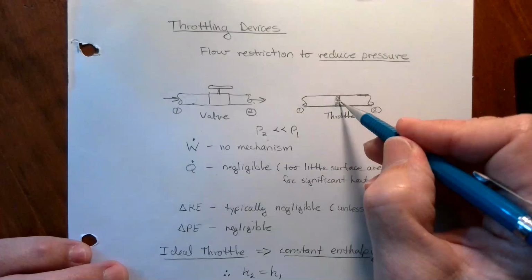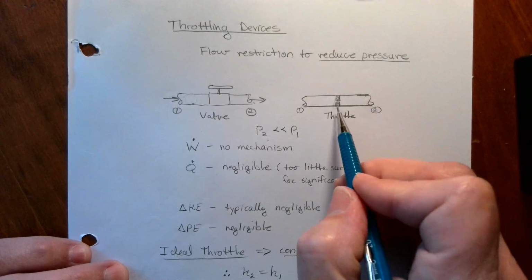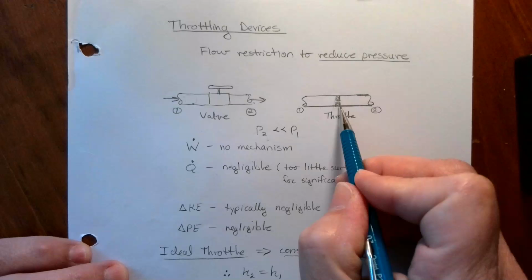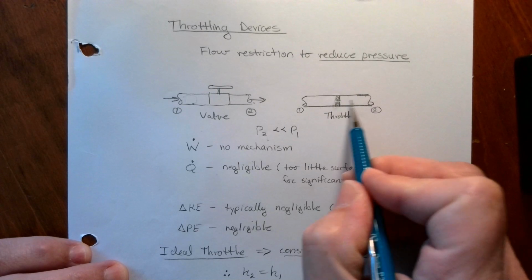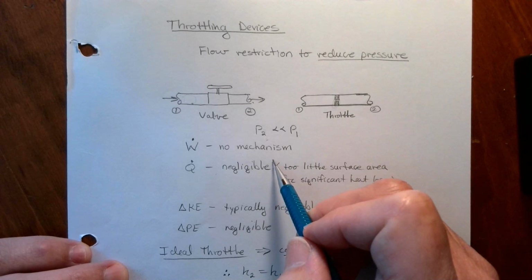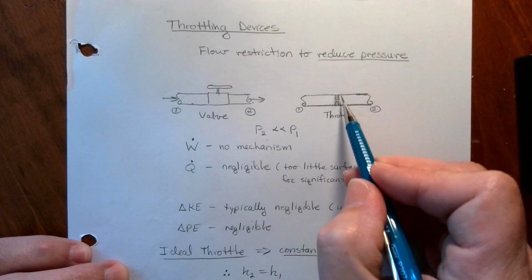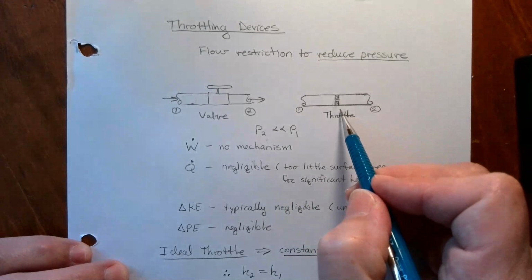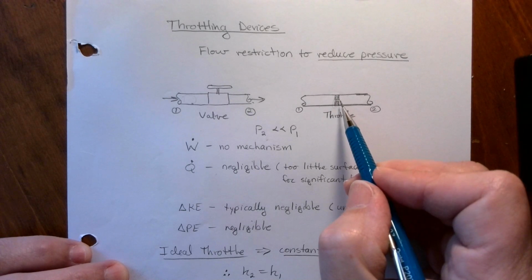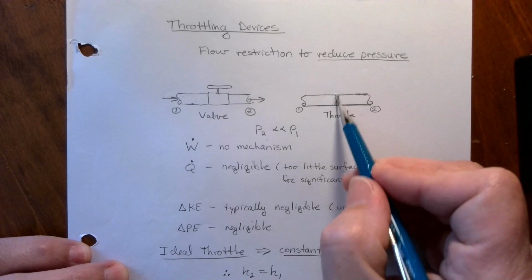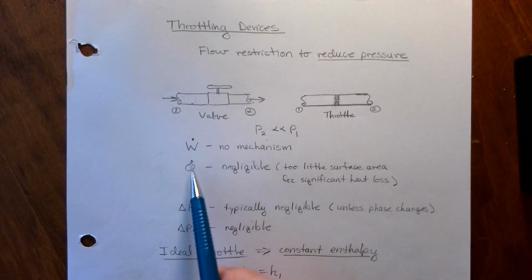Imagine another way to do a throttle is to just block the flow and then put a pinhole in the middle of the plug that's blocking the flow, and we're just allowing a little bit of flow to pass through. That's as complicated as the device is. There's nothing going on here, no moving parts, no electrical wires or anything crossing the boundary, not even a lot of surface area for heat transfer, so there's no mechanism for power.